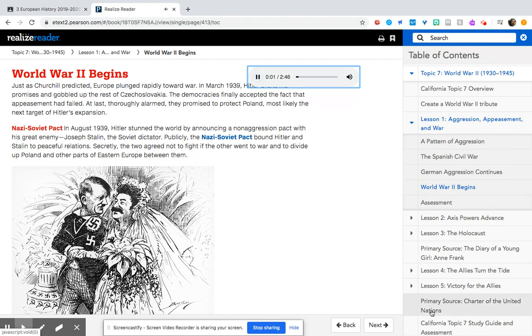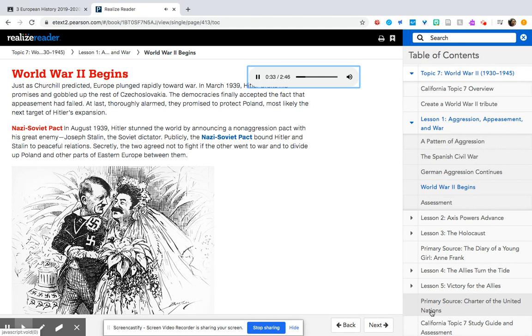World War II begins. Identify and write sentences using connecting words. Just as Churchill predicted, Europe plunged rapidly toward war. In March 1939, Hitler broke his promises and gobbled up the rest of Czechoslovakia. The democracies finally accepted the fact that appeasement had failed. At last, thoroughly alarmed, they promised to protect Poland, most likely the next target of Hitler's expansion.